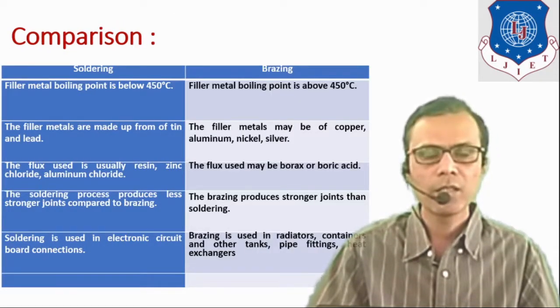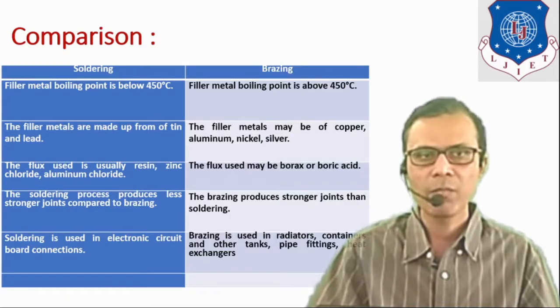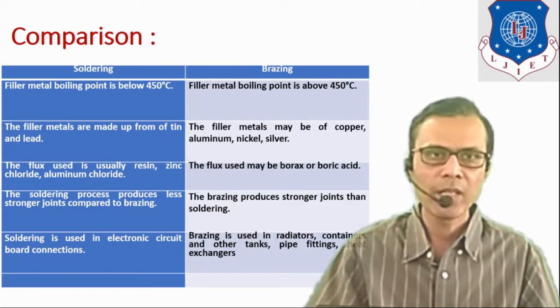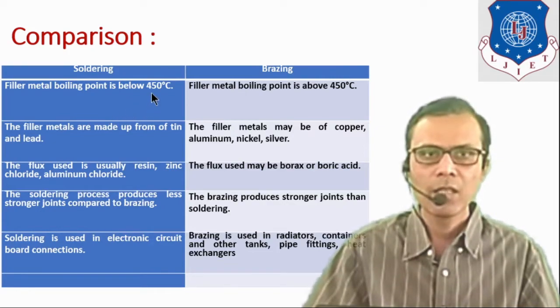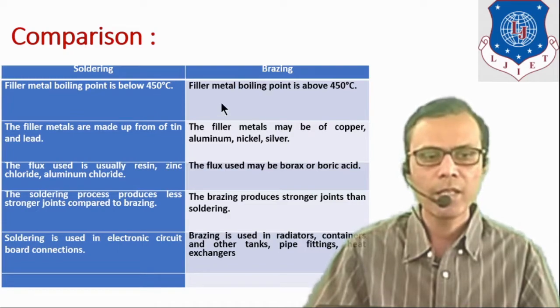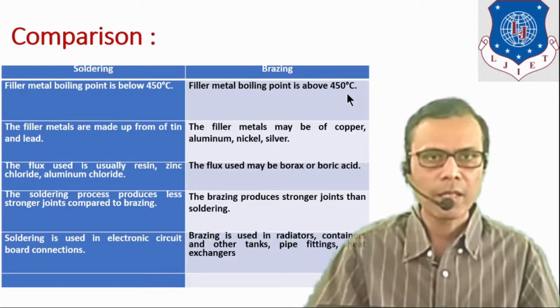Now let's see the comparison or difference between the soldering and brazing processes. The first point is, in the case of the soldering process, the filler metal melting temperature is below 450 degrees Celsius, but in the case of brazing, the filler metal melting temperature is above 450 degrees Celsius.